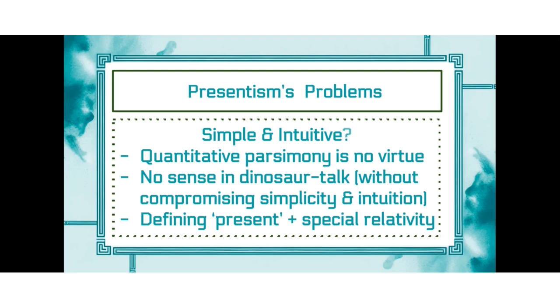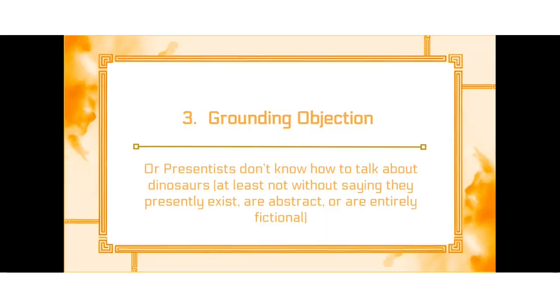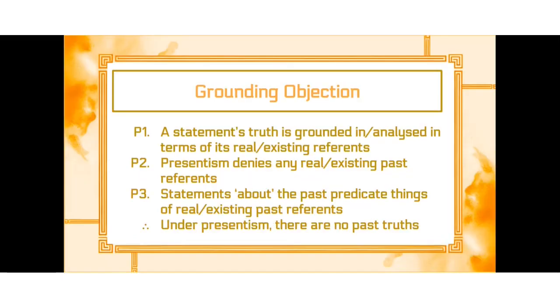And finally, there's a really big worry about, what is the present? How thick is it? How thin is it? And that's going to get into special relativity issues. I've dealt with all of these in the past, but I'm only going to deal with this middle one really for today. So the middle one is what we call the grounding objection. Essentially, we're going to see that presentists, if they want to talk about any of this, dinosaurs, Socrates, they're going to have to say some weird things about dinosaurs.